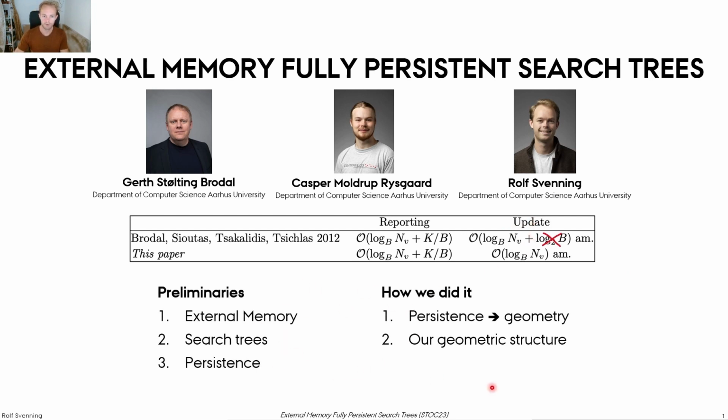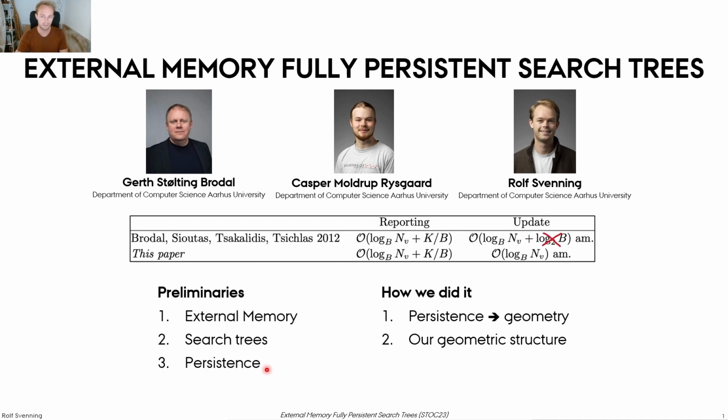This is an overview of what I'll be talking about. So there's first some preliminaries. And first of all, this is a result in external memory. And external memory is this model where you have an internal and external memory, and you're trying to minimize or optimize over the amount of data that's transferred between internal and external memory. Then it's a result in search trees, and in particular persistent search trees.